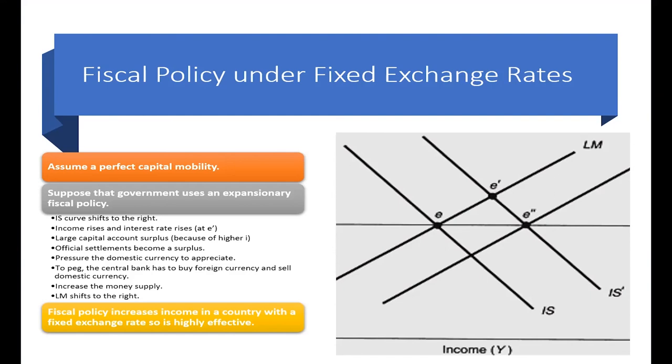And where effective here means what is the effect on output, on income, et cetera, right? And so the comparison here is from E, the original equilibrium, to E double prime, the long run equilibrium. And it all has to do with the relative position of interest rates in the country with respect to the rest of the world and the assumptions that we have made. Okay, so fiscal policy, highly effective under a fixed exchange rate.